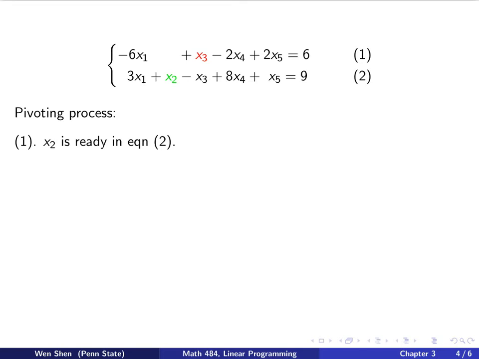Now, once the basic variables are selected, then we would need to go through a pivoting process. So let's look at x2. We see that in equation 1, x2 is not there. And in equation 2, x2 has coefficient 1. So if we take this x2 in the second equation as our pivoting point, then we see that it's actually ready and there's nothing to do. So this comes for free.